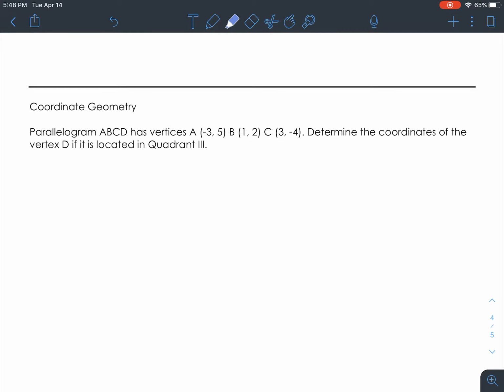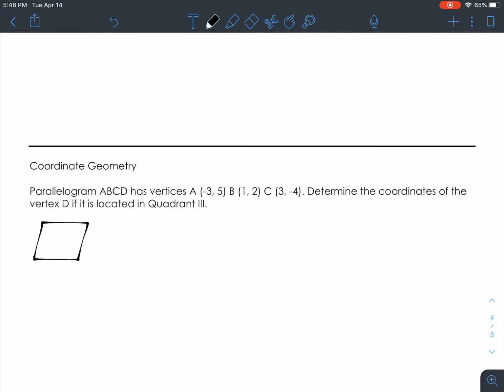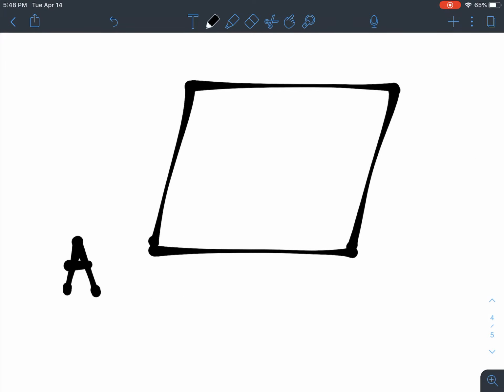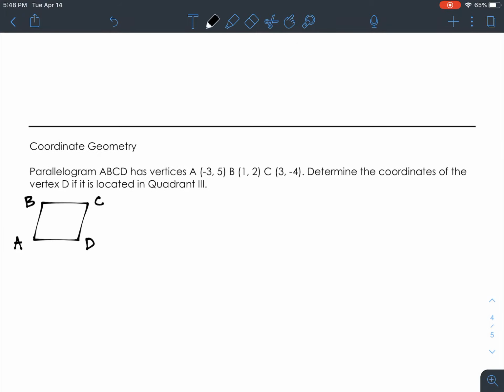All right, so let's go ahead and once again sketch out our parallelogram. Remember, it doesn't matter where we start. I'm going to start with A, B, C, D. So it says parallelogram ABCD has the following vertices. Determine the coordinates of vertex D if it is located in quadrant 3.